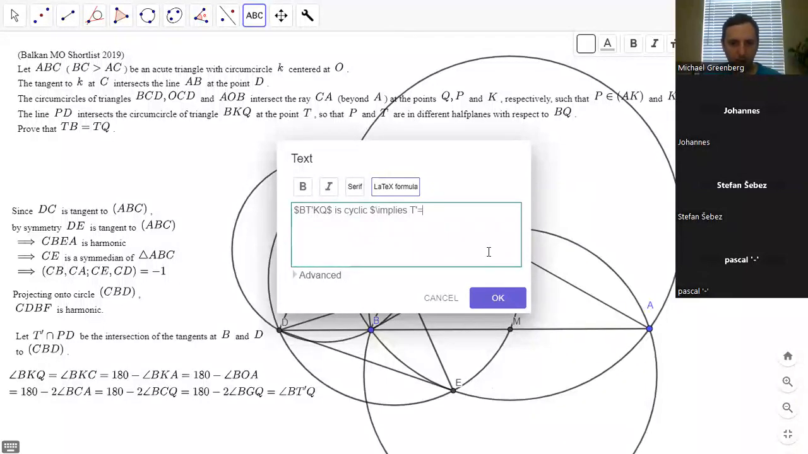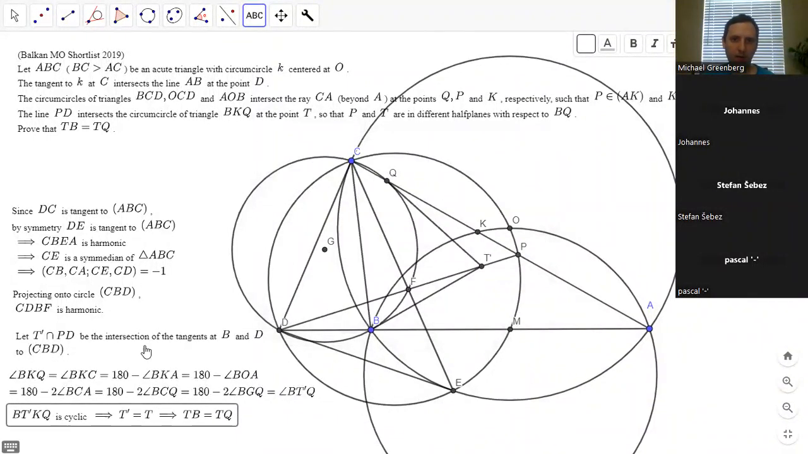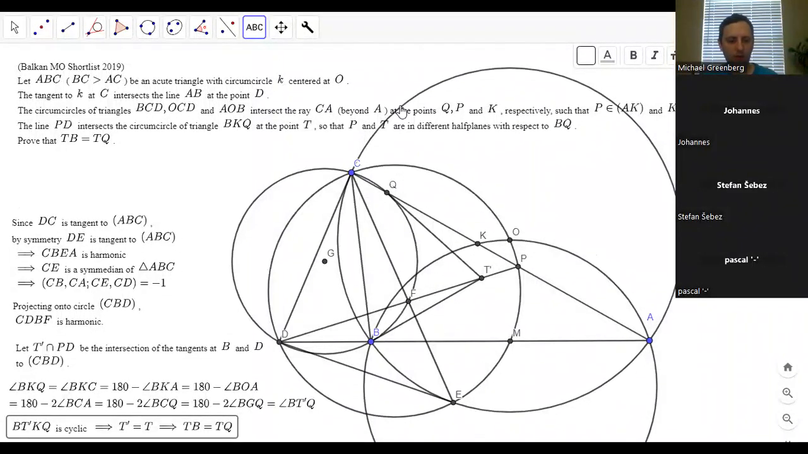T prime equals T, and that means that TB equals TQ. So we didn't even have to show it was equal to TE, although that's also true. Now I will look at the chat. So that is the angle chase. That shows that CE and PD concur on CBD.